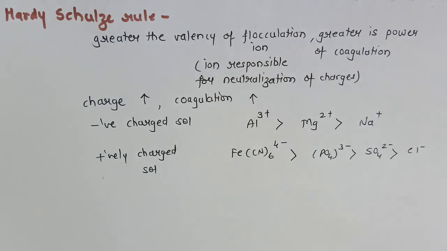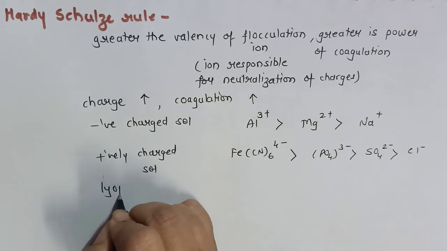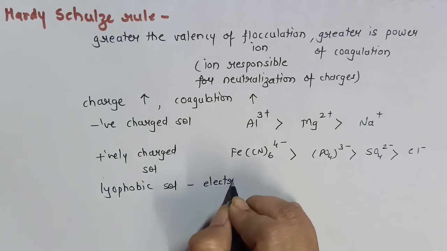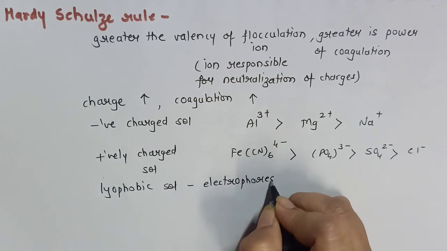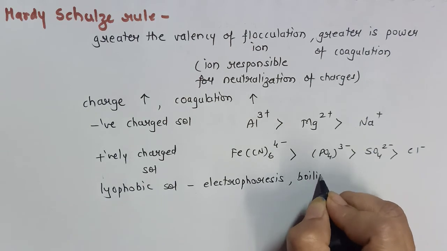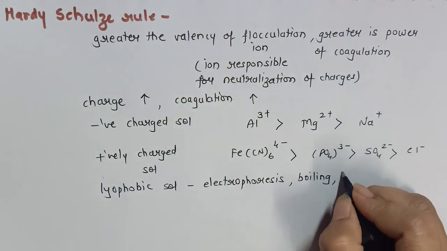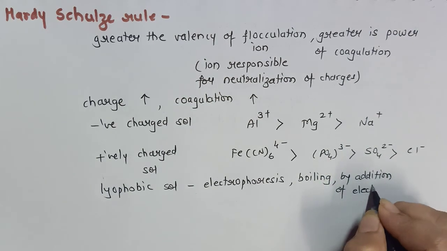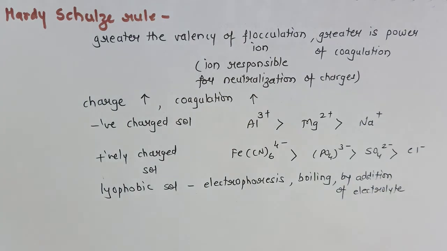Now all these methods of coagulation, whatever we have discussed, are basically for lyophobic sols. Like we have studied electrophoresis, boiling, and coagulation by addition of electrolyte, and so on. So whatever methods we have discussed for coagulation are basically for lyophobic sols. Why? Because lyophobic sols are not stable, because of the poor interaction between them. So they can be easily coagulated by using any of these methods.